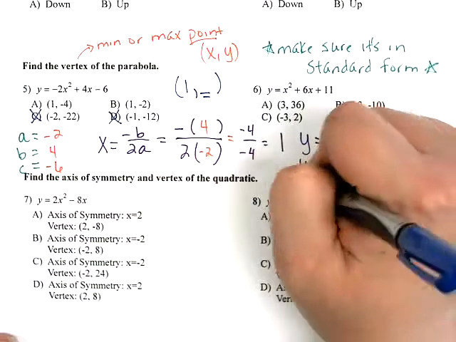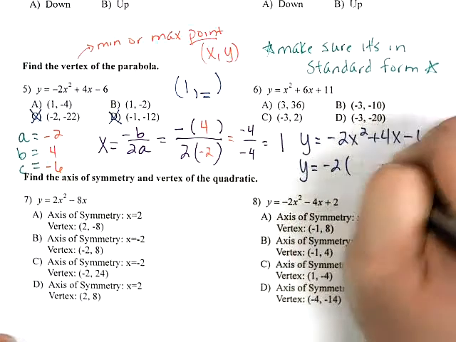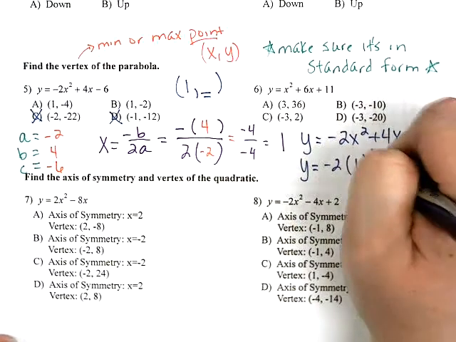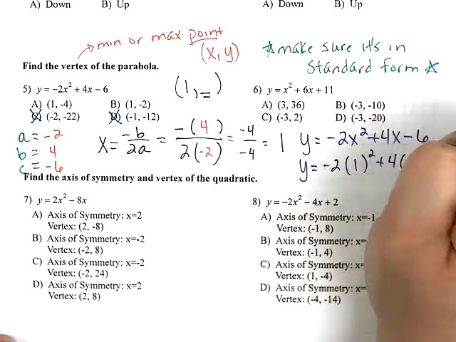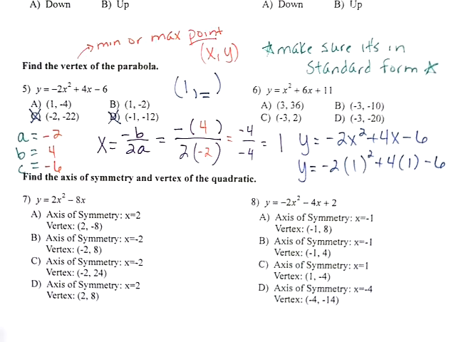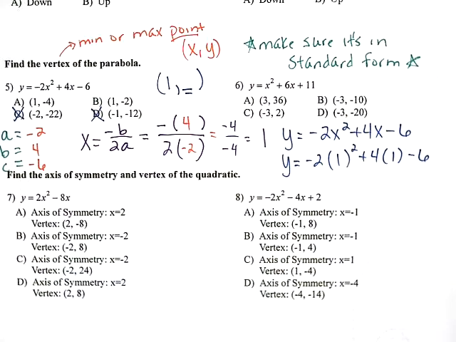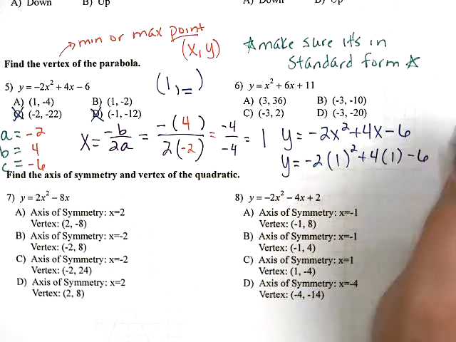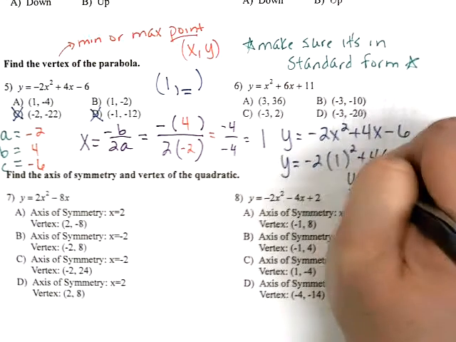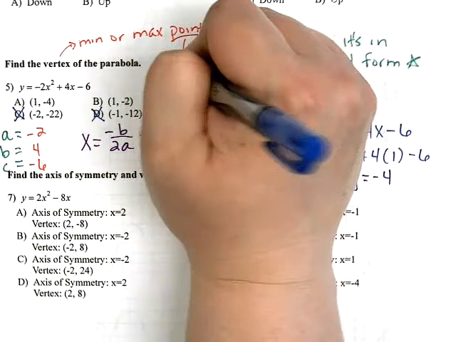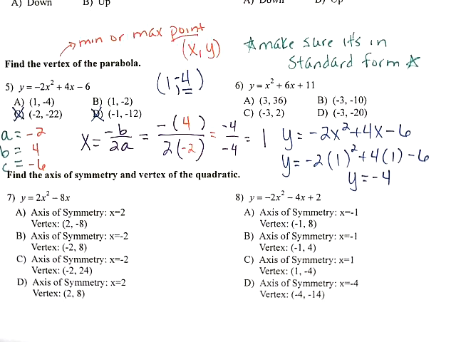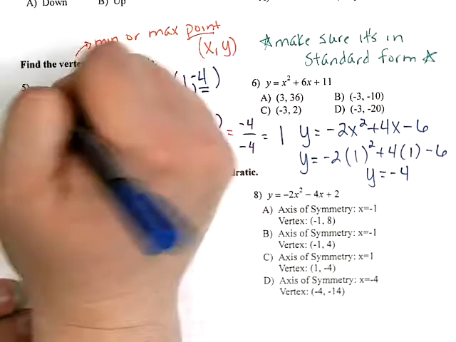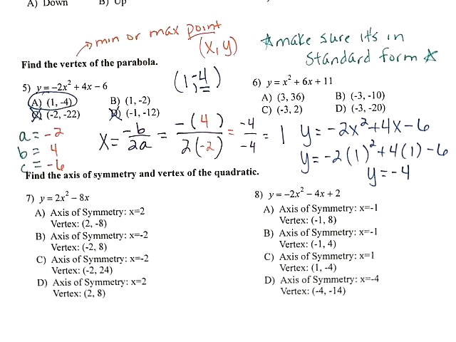So directly underneath it, y equals negative 2 times 1 squared plus 4 times 1 minus 6. We're going to plug that in our calculators and get an answer. Negative 2 plus 4 would be 2, minus 6, so we should get y equals negative 4, which is the y value of our vertex. So our answer here is going to be choice A, 1, negative 4. That's going to be the work I'm looking for on a problem like this.